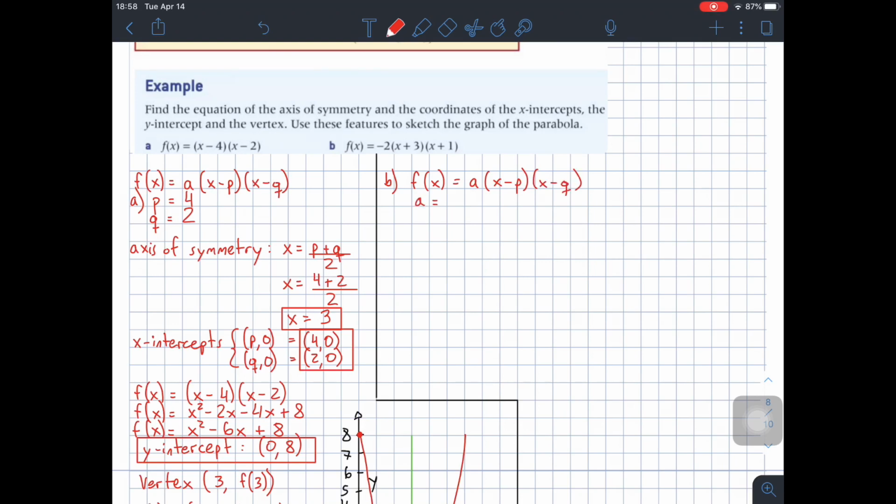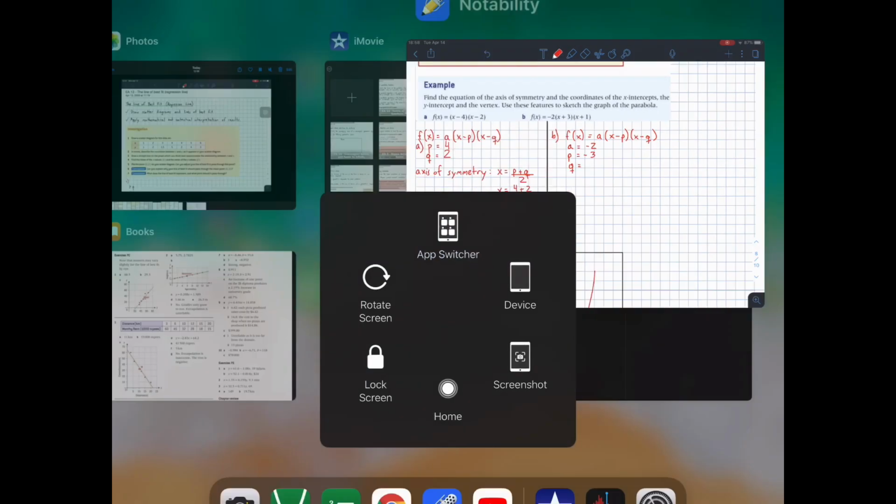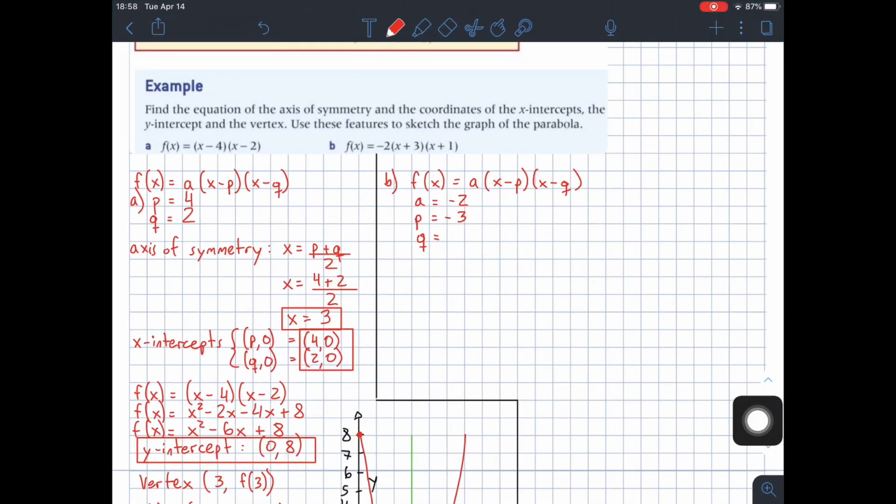a is -2, p would be -3 in this case, and q is -1. Remember, it's always the opposite sign as the one you see there. So this is -1. Once we have a, p, and q, we will find the different things we're asked to find. First of all, the axis of symmetry.